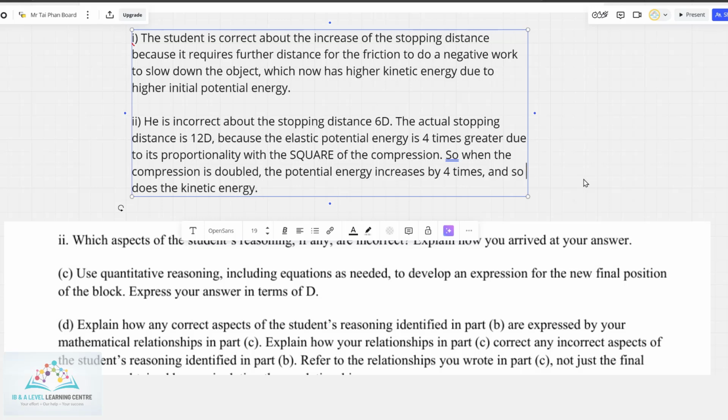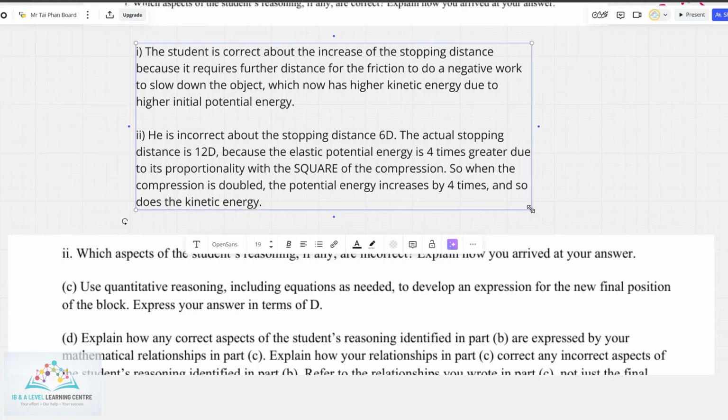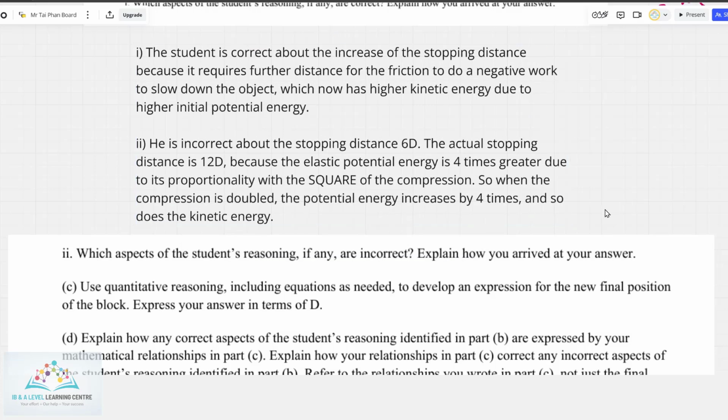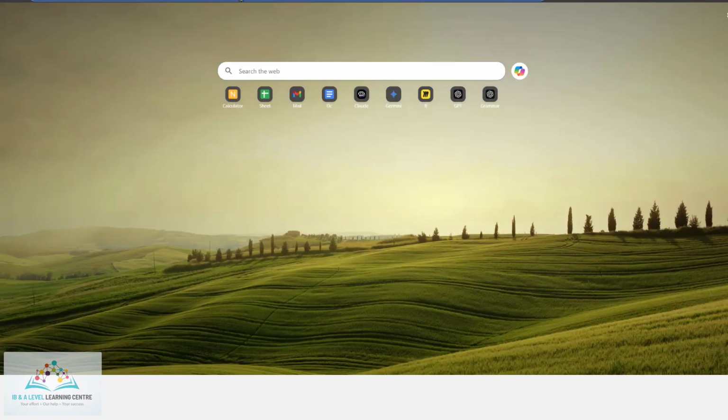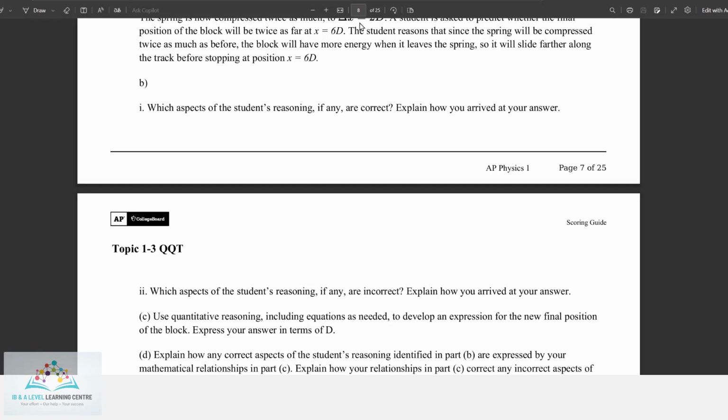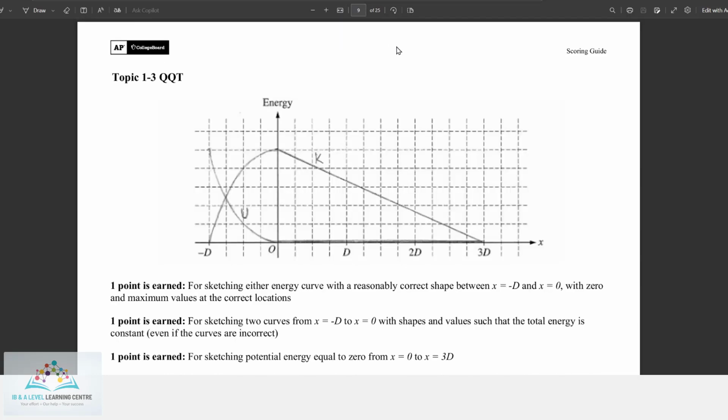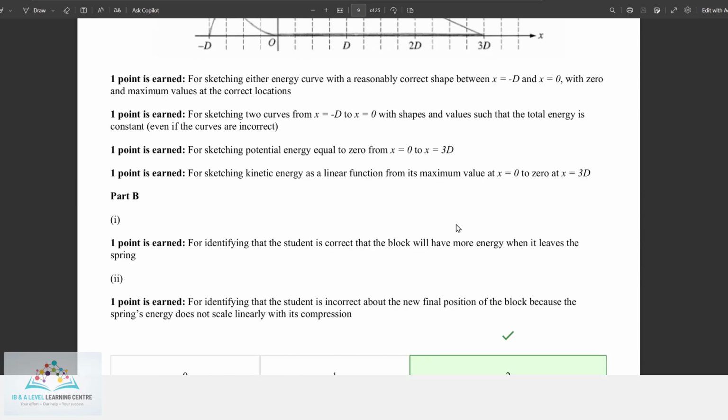Okay, yeah. This is the answer to question 2. Let me open another document to check the answer on page 9. Oh, not page 9.